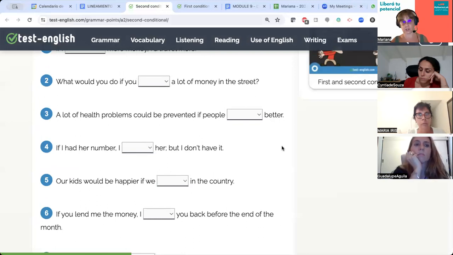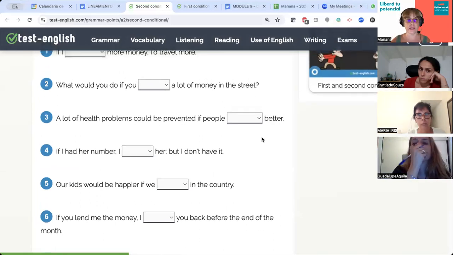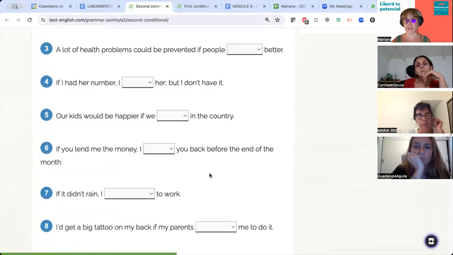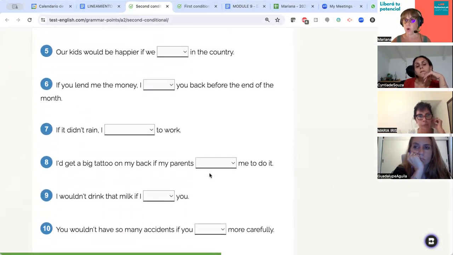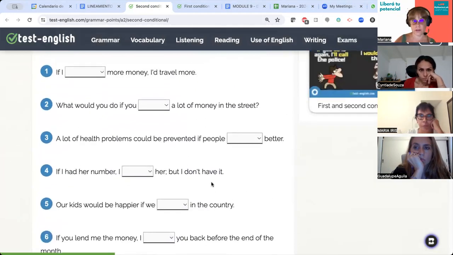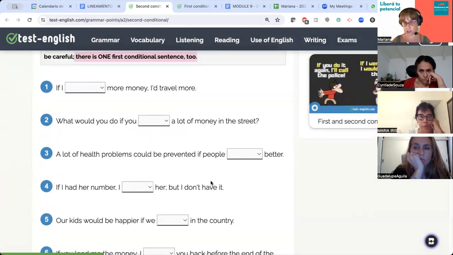Okay, so we're going to work now with that. We're going to practice the second, but in all these sentences, there is one first mixed. You need to discover, okay? So here are 10 sentences to complete. All to complete with second conditional, but one is first conditional. We need to discover which.